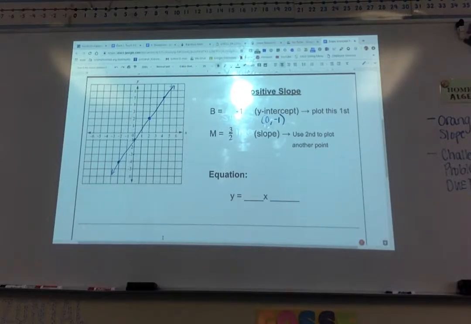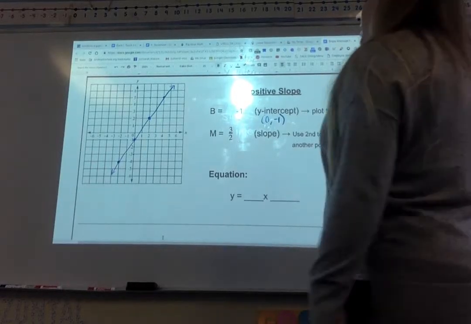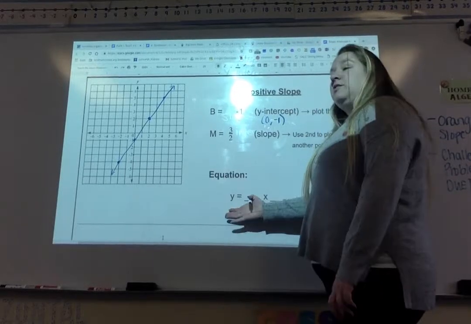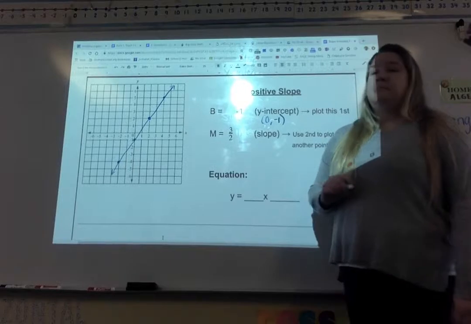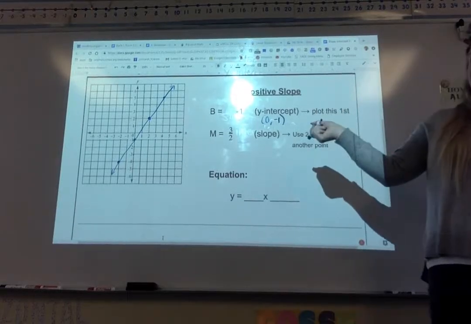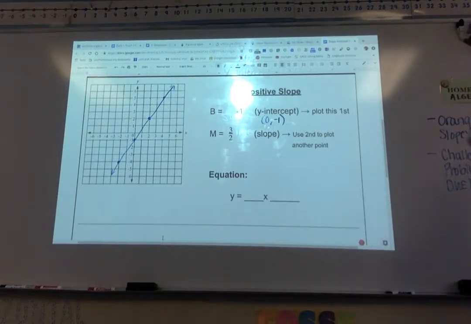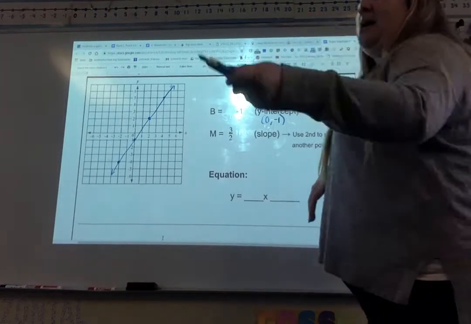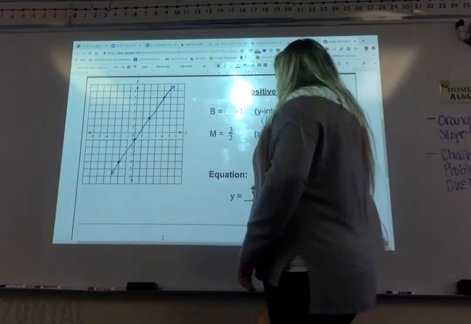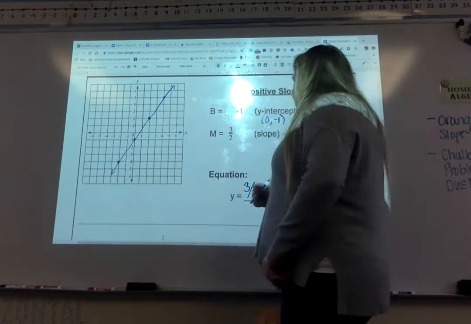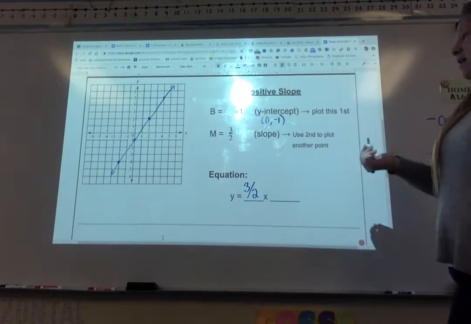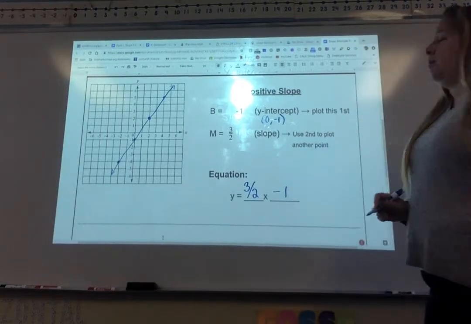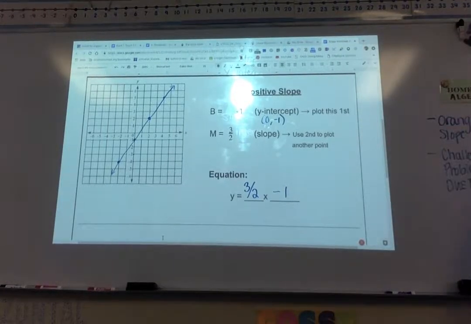All right, so now I've got my 2 points plotted. Let's write the equation now. Which number goes first? The b or the m? Y equals, right, because y equals mx plus b. So 3/2 is going to get written in first. So we have y equals 3/2 x. And then -1, again, goes at the end, because that's the y-intercept. Good.